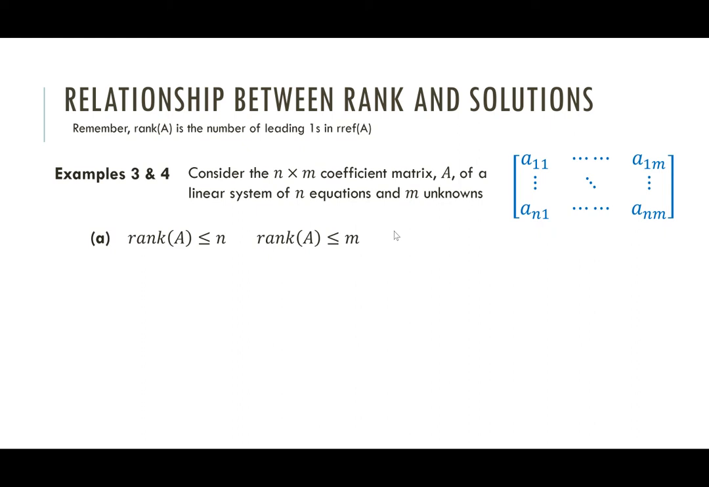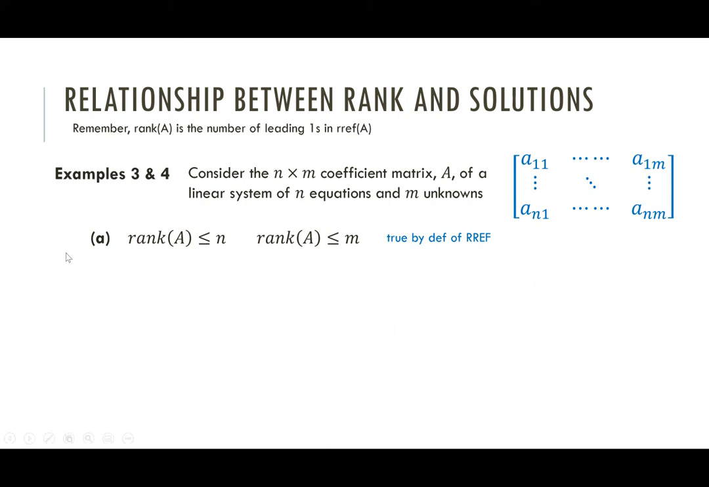The idea here is that when you're putting something in reduced row echelon form, remember you have to clear the columns. So if you have a leading one in a column, then everything else is going to be zero there. You're not going to get more than one leading one in a column. So these first two are true really by the definition of the reduced row echelon form.